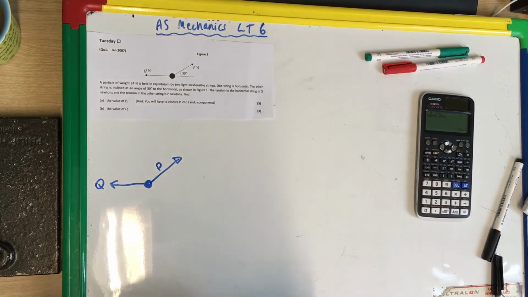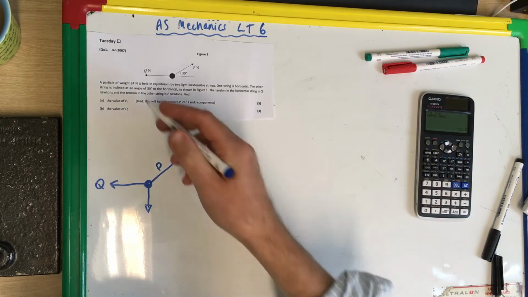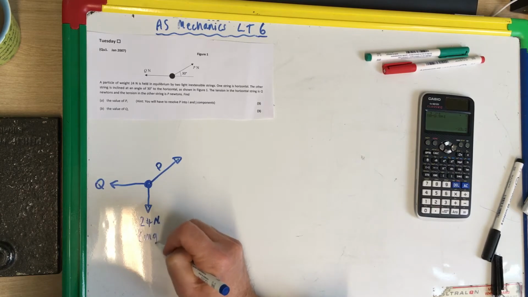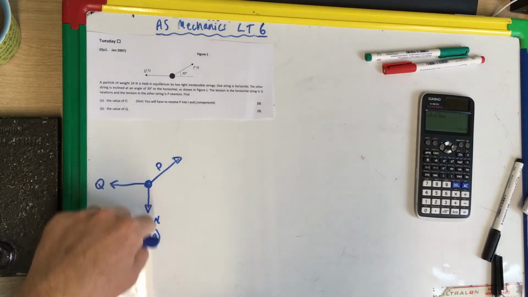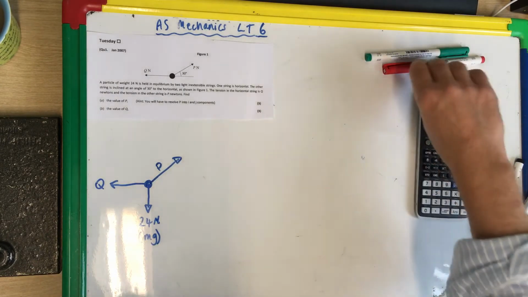Okay, and I'm going to draw a rough diagram first, and then I'm going to adjust it. So 24 newtons, that's my mg. It says it has a weight of 24. It's not put that on there, so we're going to put that on. And this angle here is 30 degrees.